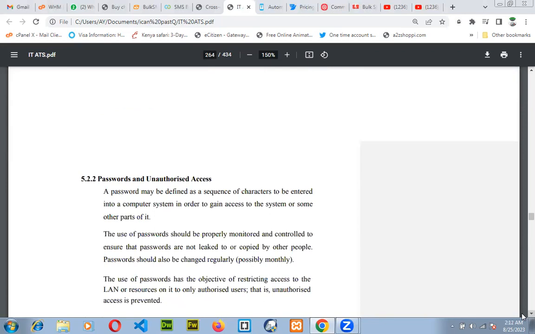So we'll talk about the password. A password is simply a sequence of characters, either numbers, letters, or special characters, of which only you know the combination, which you use in authorizing an entry into a system or a database. As you can see, a password may be defined as a sequence of characters to be entered into a computer system in order to gain access to the system or some other part of it.